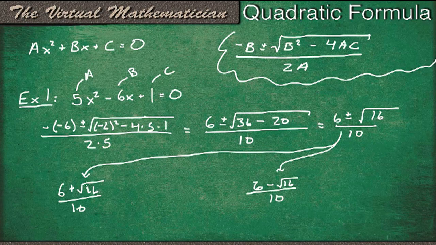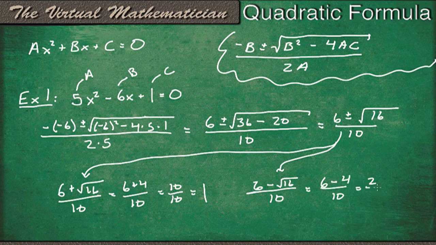So the square root of 16 is just 4, so this equals 6 plus 4 over 10, which equals 10 over 10, which equals 1. And this equals 6 minus 4 over 10, which is 2 over 10, which equals 1/5.